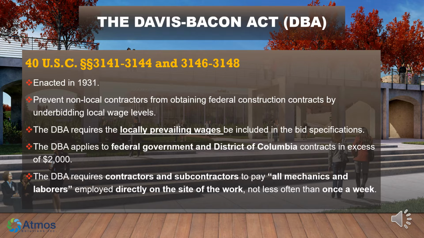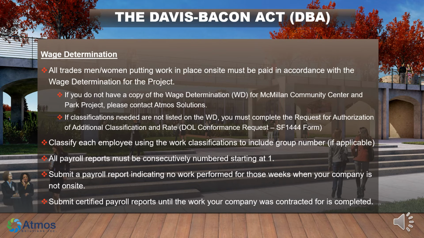Another requirement of the Davis-Bacon Act is that contractors and subcontractors must pay all mechanics and laborers employed directly on the site of work not less often than once a week. All projects that fall under the Davis-Bacon Act of 1931 must have a project wage determination. The project wage determination speaks to how much an employee must be paid on site when performing work. All employees must be paid in accordance with the wage determination for the project.